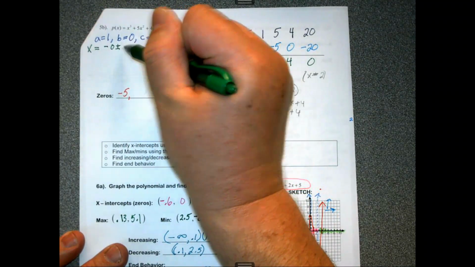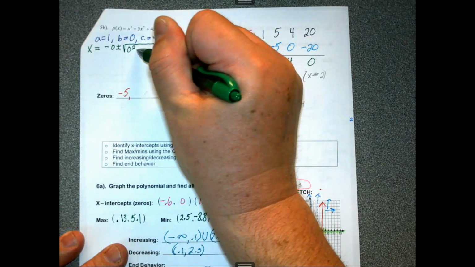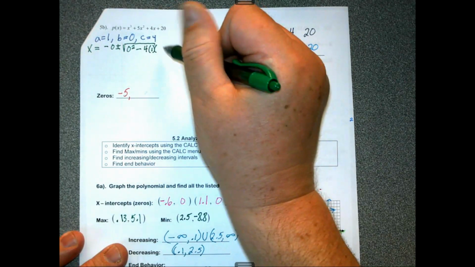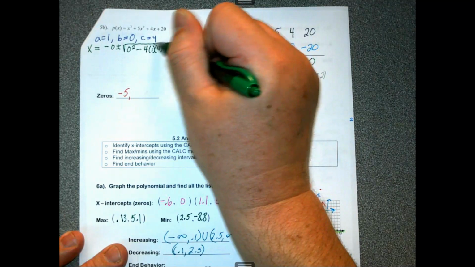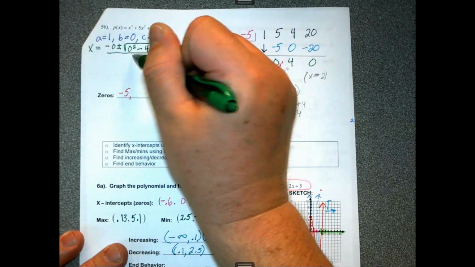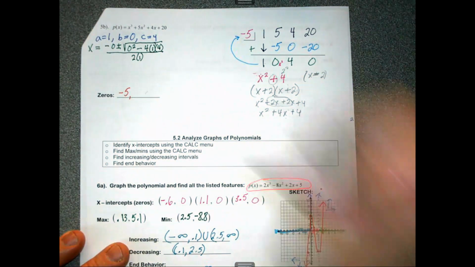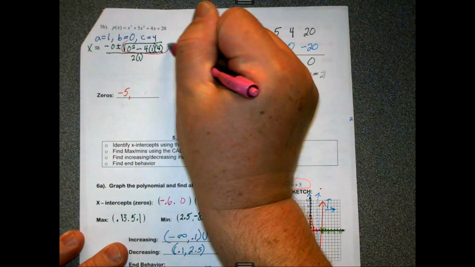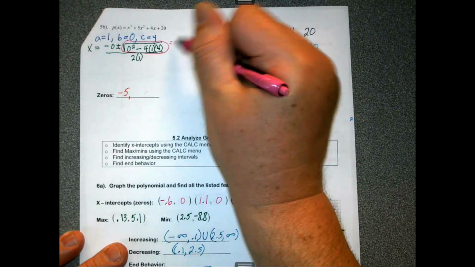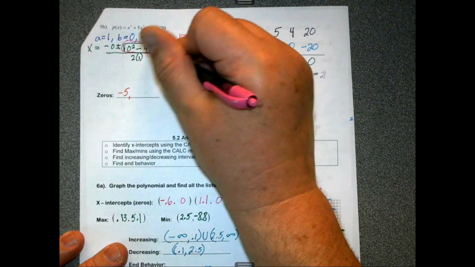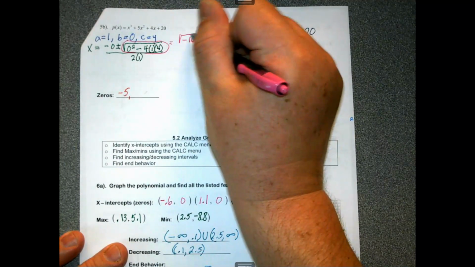Negative b, which is -0, plus or minus the square root of b squared minus 4ac, all over 2 times a, which is 1. Going to do the square root off to the side. Don't need the 0 squared. Minus 4 times 4 is 16.